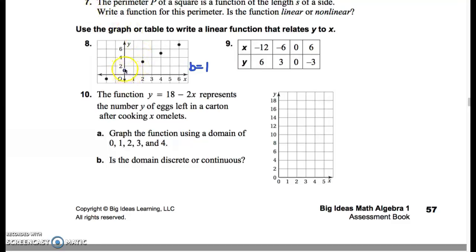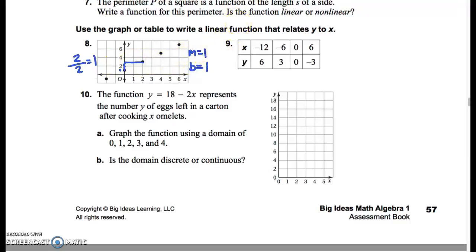So on a graph, rise over run. Now, notice your graph goes by 2's. So my point right here is actually at 1. And when I go up, there's 1, 2. I actually went up 2. And then I'm running 1, 2. So notice your x and y go by different increments. So 2 over 2 is 1. So your slope is going to be 1.